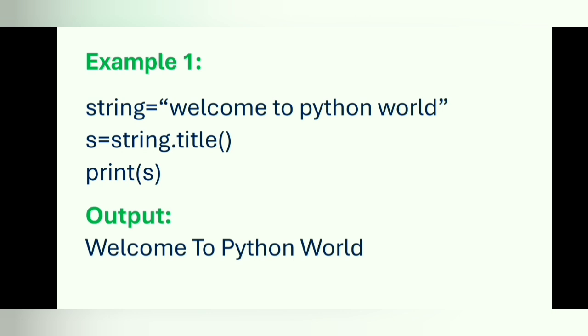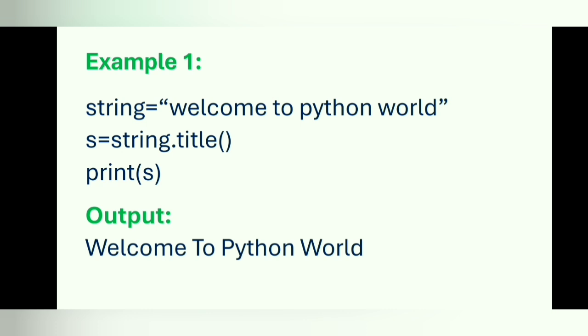To get a better understanding of the title method, let's examine some examples. Example 1. In this example, we assign the string value "welcome to Python world" to the variable string. In the following statement, we apply the string title method to this string and store the result in a variable s. Then the print statement prints the modified string where the first letter of every word in the string is capitalized and the rest are lowercase.